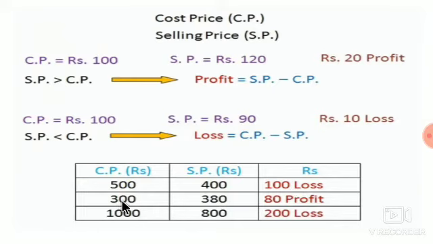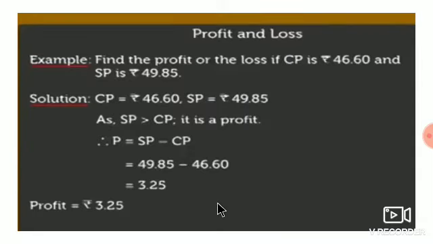If the cost price is 300 and the selling price is 380, that person will get 80 rupees extra, more money. So he incurred an 80 rupees profit here. If the cost price is 1000 and the selling price is 800, in that case he gets less money than he spent. So that is the loss of 200 rupees. So let's see one example.